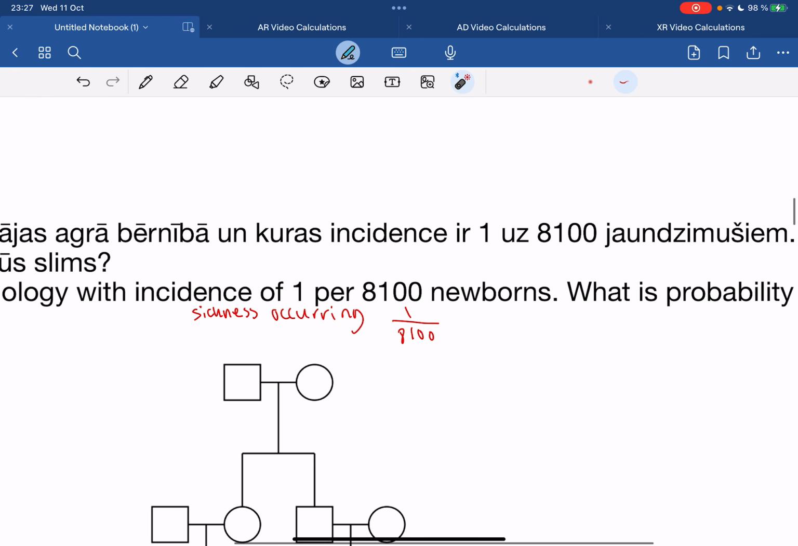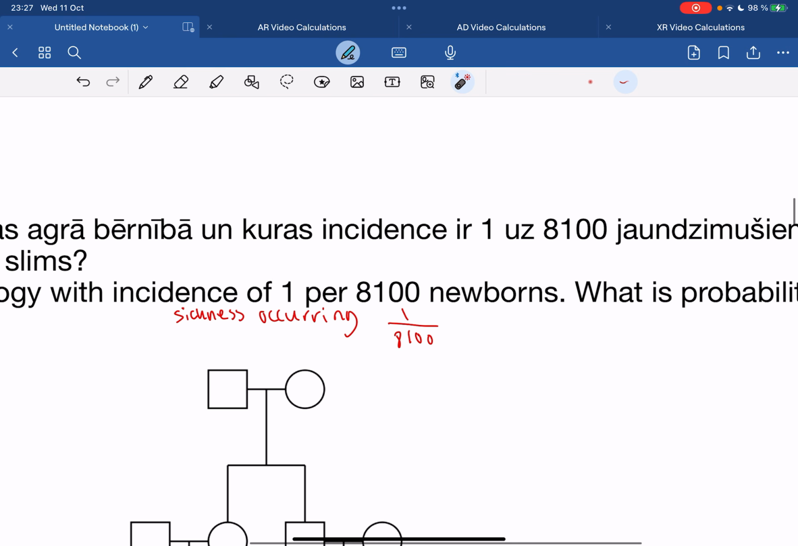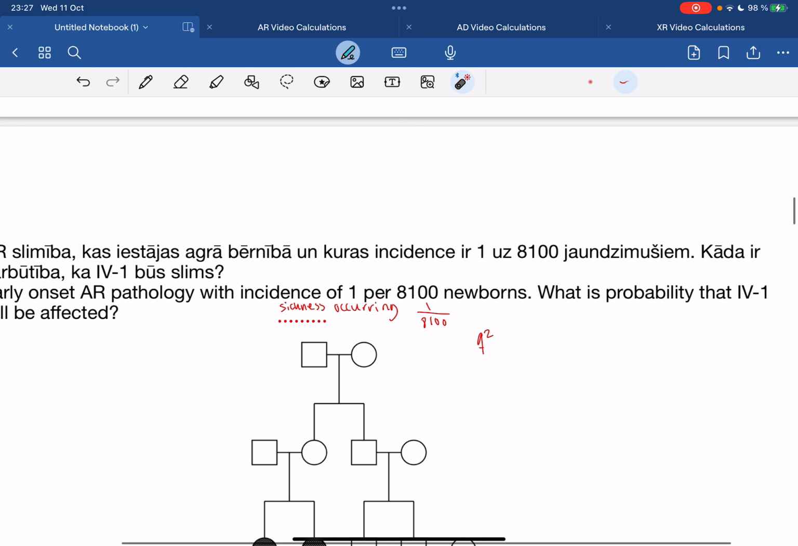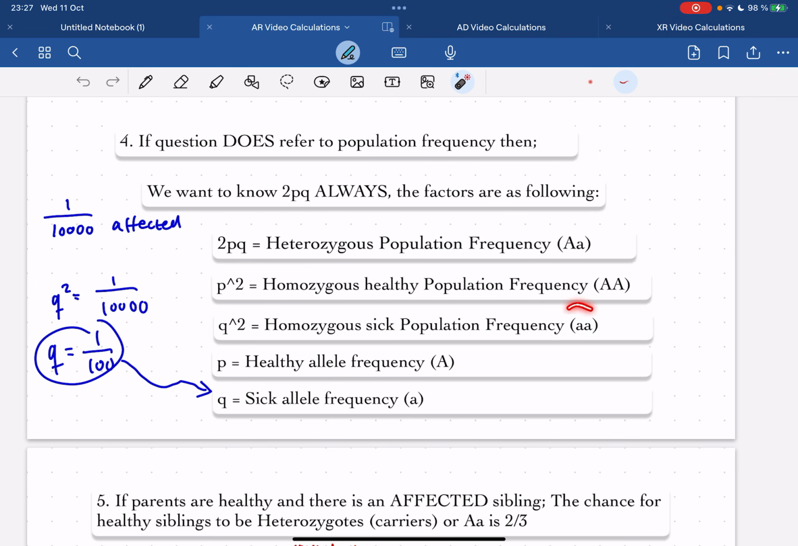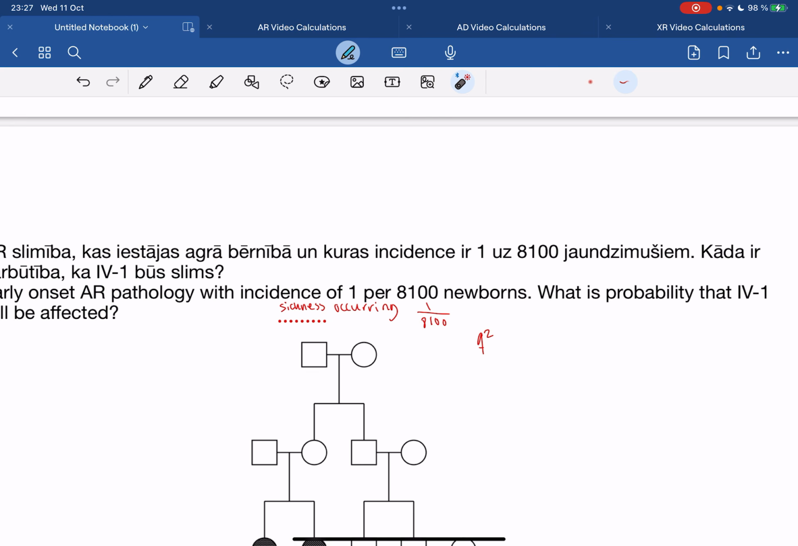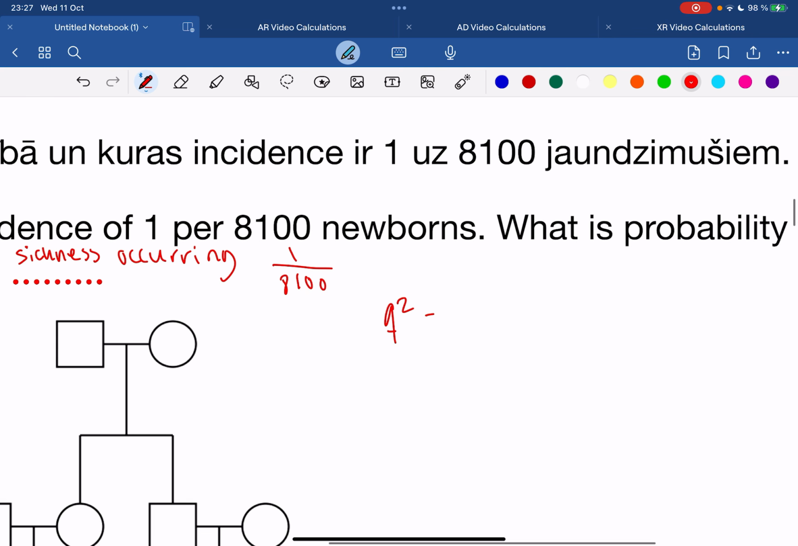Now, what exactly do we have here? Actually, we have Q to the power of 2. Why? Because if we're dealing with AR, then in order for a child to be sick, they have to have this phenotype. So that's why we're dealing with Q to the power of 2 here. That is equal to 1 in 8,100.